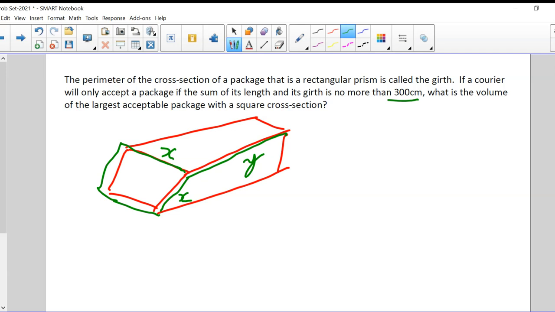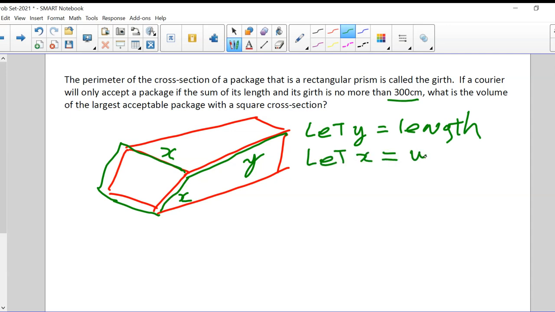So let me put this down with a let statement. Let Y equal the length. Let X equal the width. And that's the width of one end. And it's a square, so it's going to be the width and length of one end of the thing.